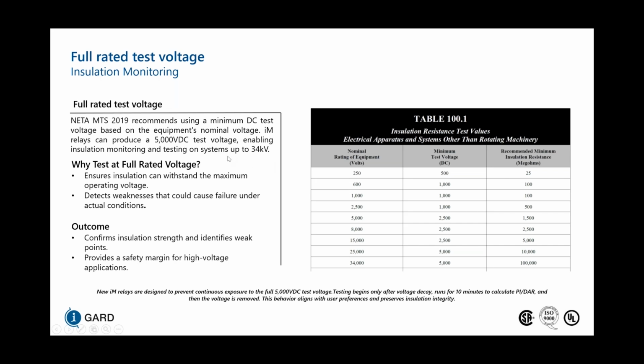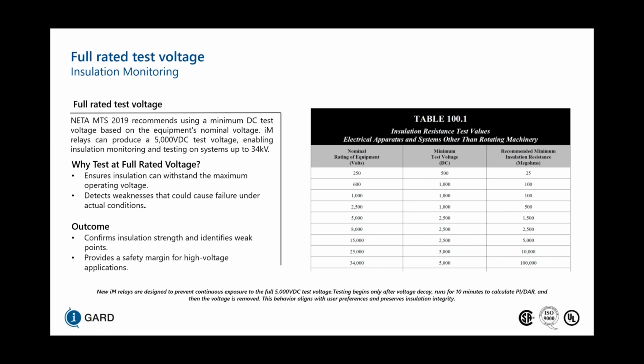Now, with respect to NETA MTS 2019, it recommends using a minimum DC test voltage based on the equipment's nominal voltage. So IM relays can produce a 5,000 volt DC test voltage, enabling insulation monitoring and testing on systems up to 34 kV. So on the table on the right, we have nominal rating of equipment in volts for line-to-line voltage, the minimum test voltage in DC, and the recommended minimum insulation resistance corresponding to that line-to-line voltage for your system. Why should we test at the full rated voltage?